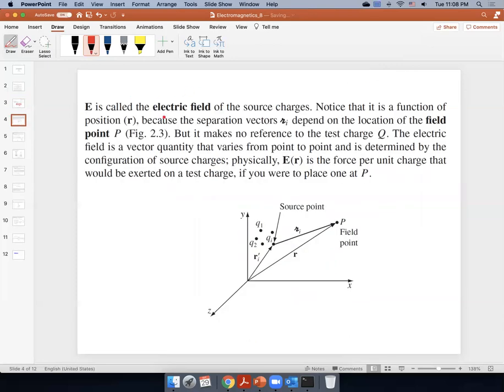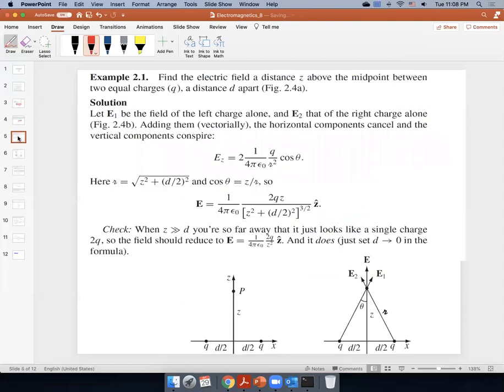So E is called electric field. And if you want to calculate the electric field at point P, you need to calculate the electric field generated by Q1, which is in this direction, Q2, which is in this direction, Q3 until Qi, and then you do the sum. Then you get the electric field at point P. Okay, that's the concept of electric field.